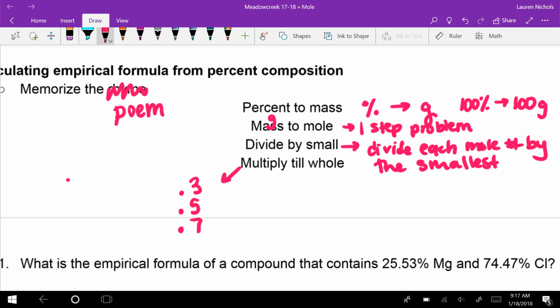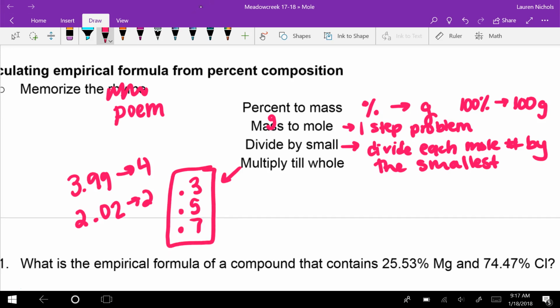Now, if you get a number that's 3.99, guys, that's a whole number. That's 4. If you get 2.02, that's 2. Those aren't the type of numbers we're talking about. But if after the decimal your number ends in 0.3, 0.5, or 0.7, those are the ones we're going to be dealing with. Then you would multiply 0.3 by 3, 0.7 by 3, and that will give you a whole number. And 0.5 you would multiply by 2. So I'm going ahead and telling you what you need to multiply by. So if you can remember that, then you will be golden for your tests and quizzes.